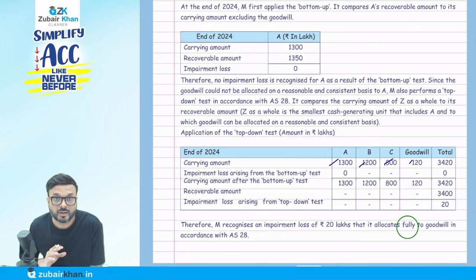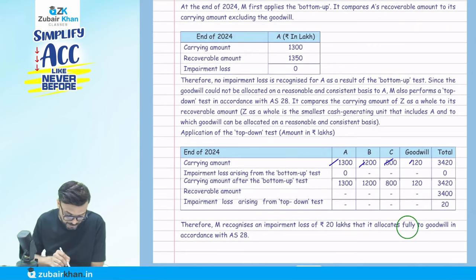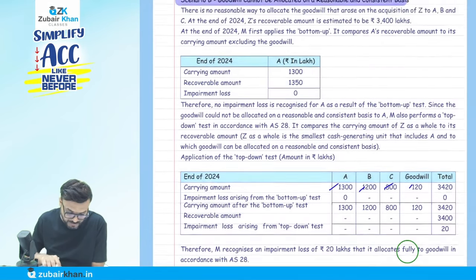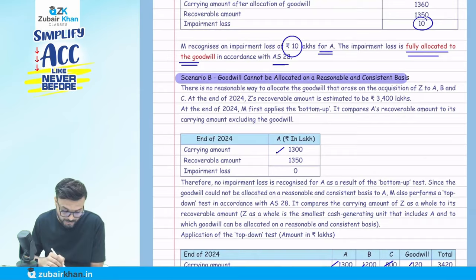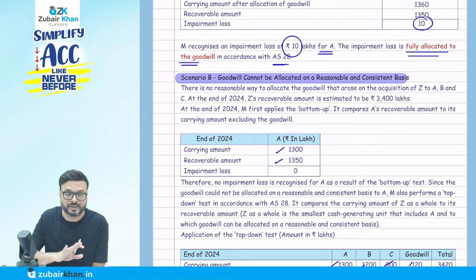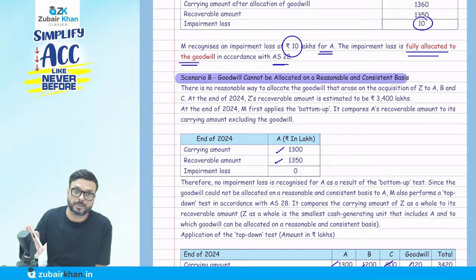Okay. Now, is there an impairment loss arising from the bottom-up test? If you see that individually, let's take an example. What is the carrying amount of A? 1300. Okay. What is the recoverable amount? Exclude. We are not considering goodwill, same like a corporate asset. In corporate, we don't consider the corporate asset. We don't consider the goodwill here.